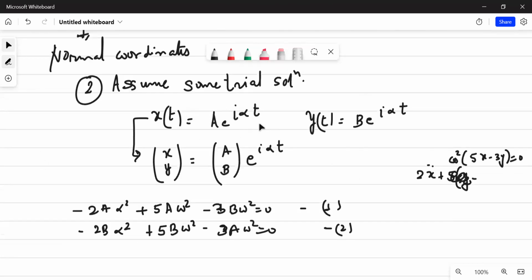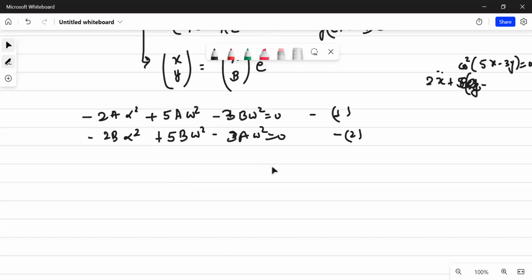And why am I assuming a trial solution? I'm assuming a trial solution of an oscillatory form. So let me assume x as a function of t is a e^(iαt), and y as a function of t is b e^(iαt). What I get from the differential equations, because e^(iαt) is not going to be 0, is that the remaining terms are 0.